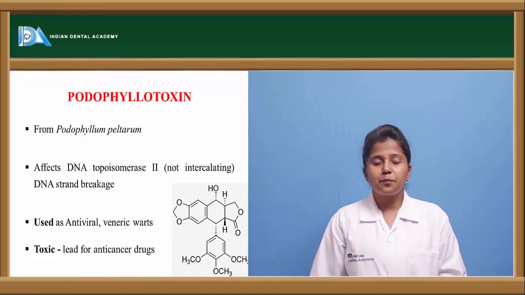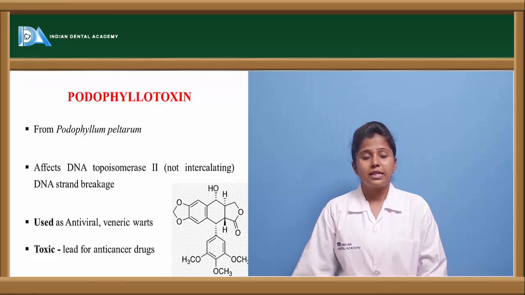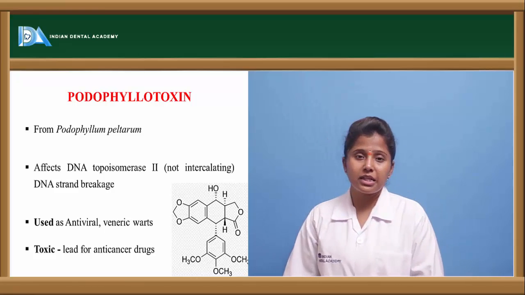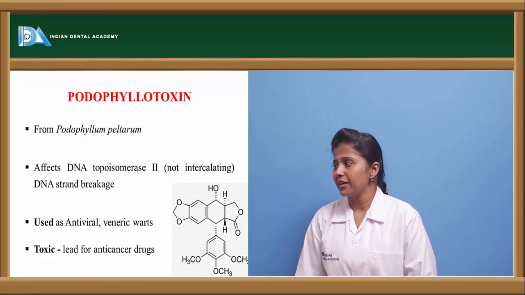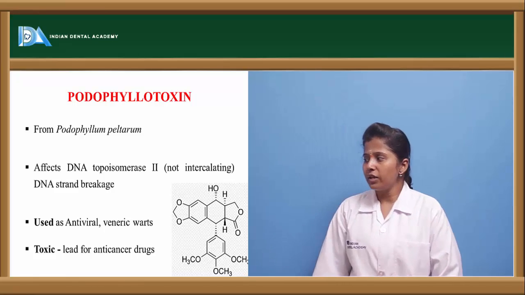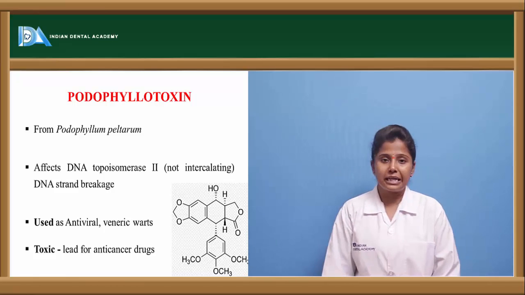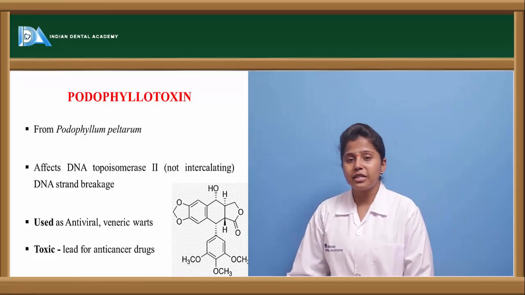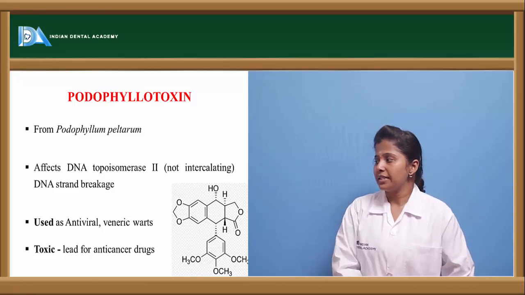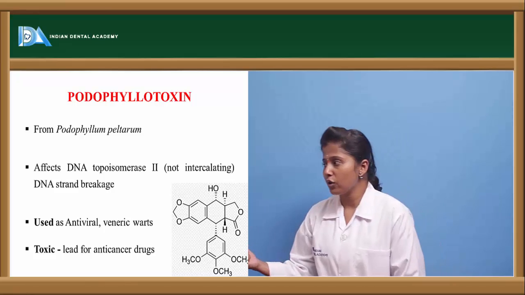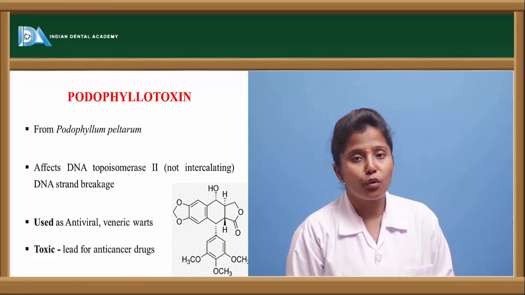The other drug is podophyllotoxin. Podophyllotoxin is also a plant derivative, and the drug which comes under this category is etoposide. Podophyllotoxin is derived from a plant called Podophyllum peltatum. From this plant, podophyllotoxin is extracted, and this is the structure of podophyllotoxin, which acts by inhibiting the enzyme called topoisomerase 2.